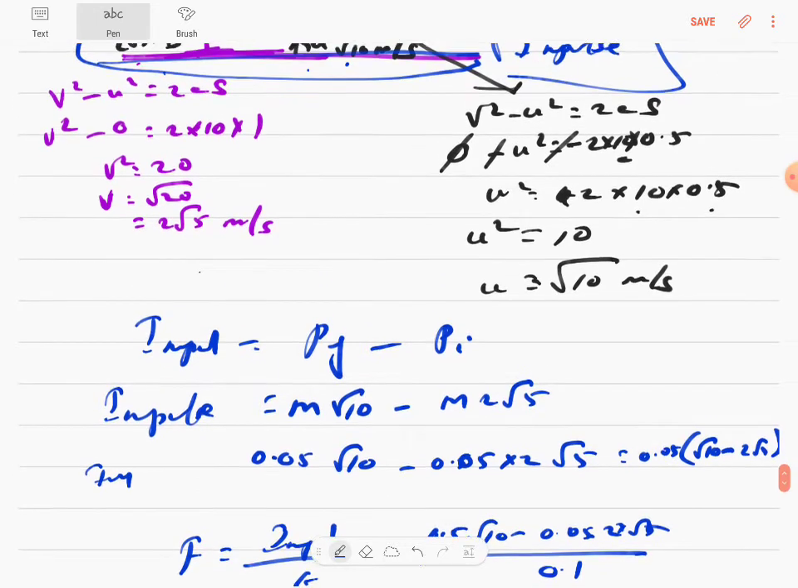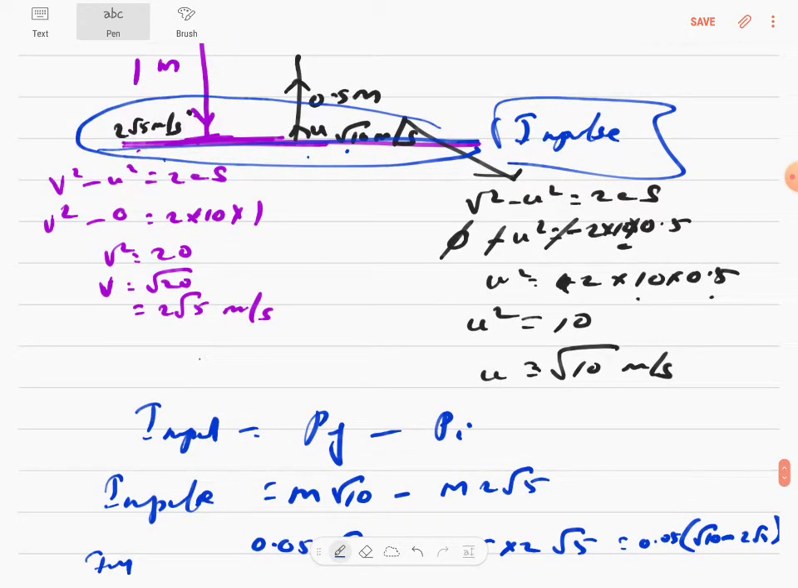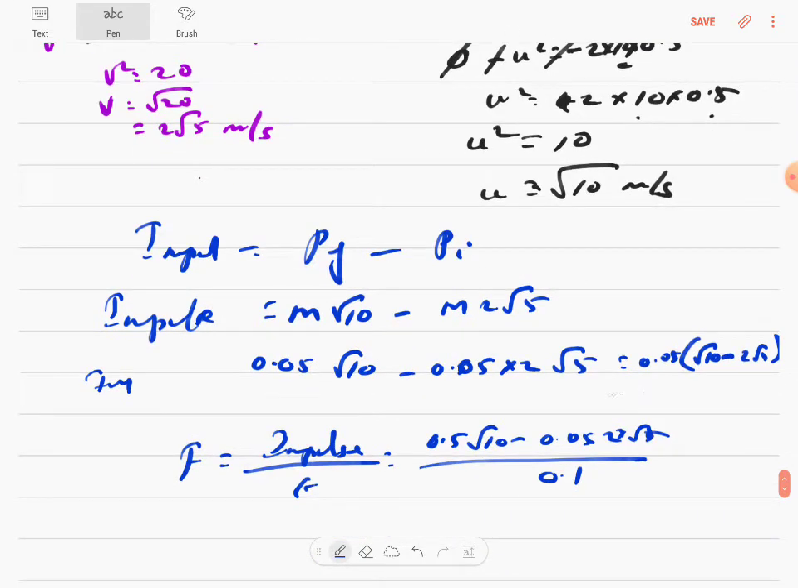Is it p final minus p initial? Yeah, I did that. So this gives you a negative impulse. Can you see? Because 2 root 5 is like root 20, so it's root 10 minus root 20. Can you see that 5 fours are 20 and root 20 is greater? So you'll get a negative value of impulse. The negative value of impulse just shows that the impulse is in a direction opposite to that of the incident ball.